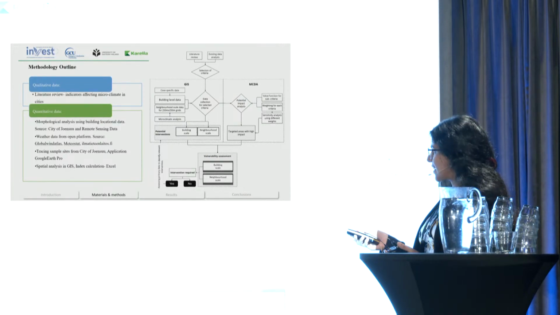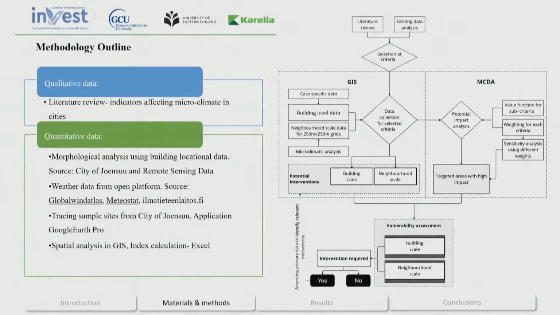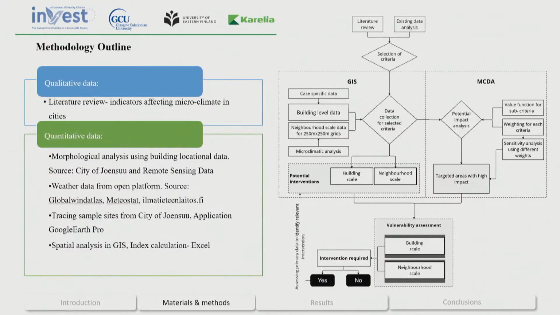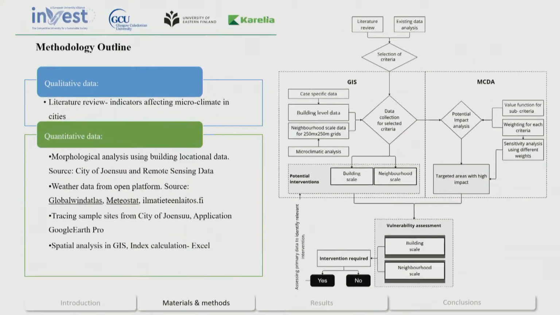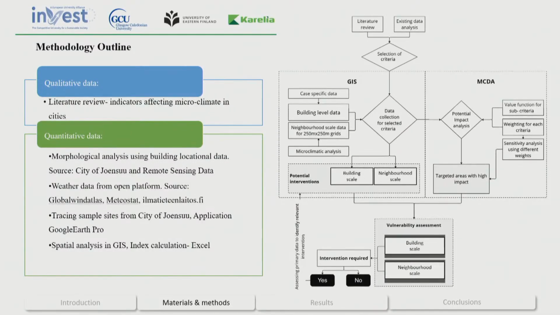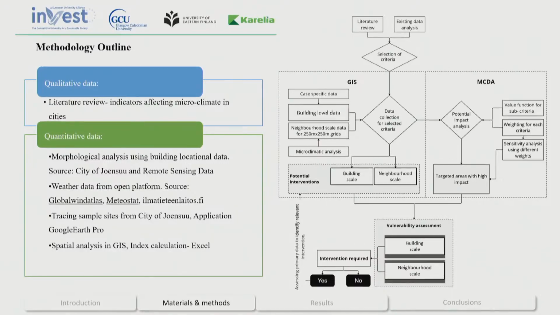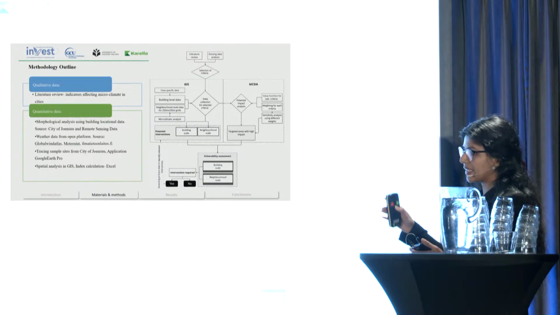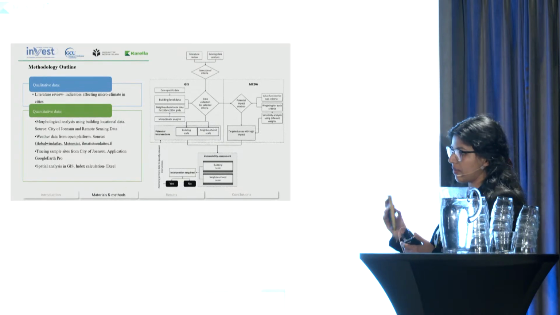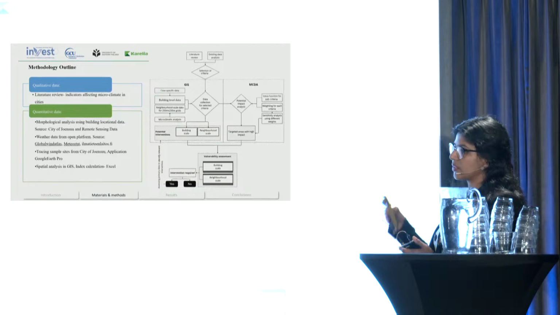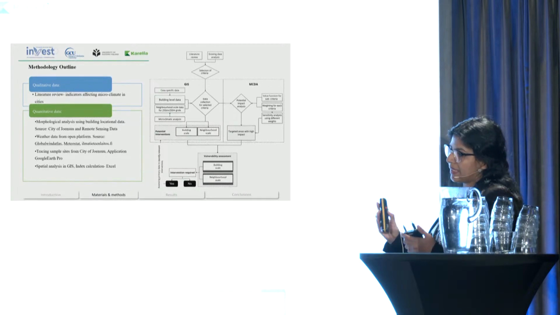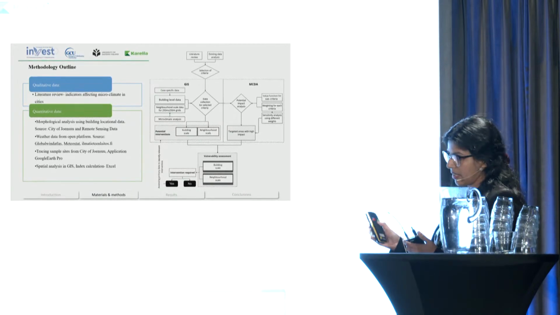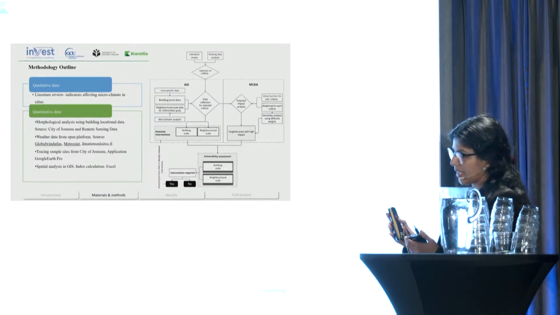Here is the methodological outline. I will not go into too much detail, otherwise it will be rather difficult to get to the results. But we have tried to incorporate a geographic information system for analyzing different morphological information related to building level data. So all the building related information, also we have considered U values, which is associated with how the buildings are behaving for heating or trapping the heat.